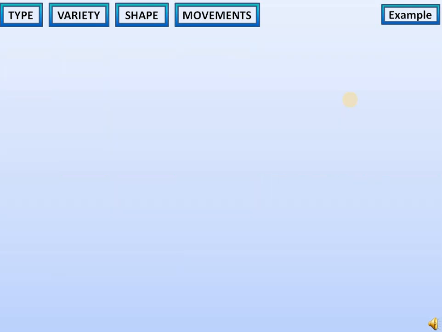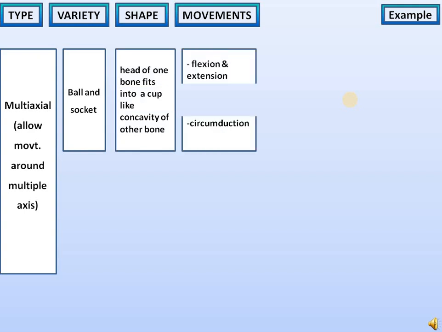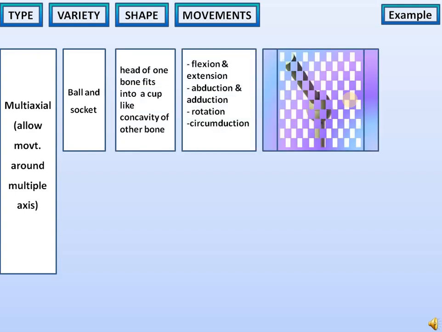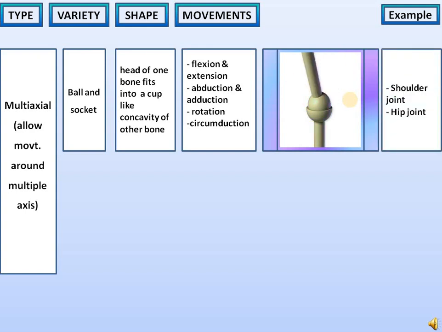The last type of synovial joint is the multiaxial synovial joint that allows movement around multiple axes. The first variety is the ball and socket variety. Here the head of one bone fits into a cup-like concavity of the other bone, as you can see in the figure. The movements available in this type of joint are flexion, extension, adduction, abduction, rotation, and circumduction. The examples are the shoulder joint and the hip joint.